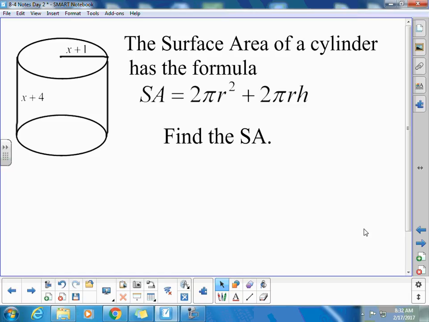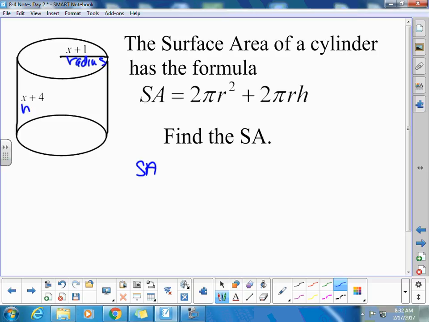So surface area of a cylinder has a formula. Surface area equals 2 pi r squared plus 2 pi r h, and we're going to find the surface area. Well, if I look, this is my radius. R stands for radius, right? And here is my height. So I'm just going to fill in this equation.